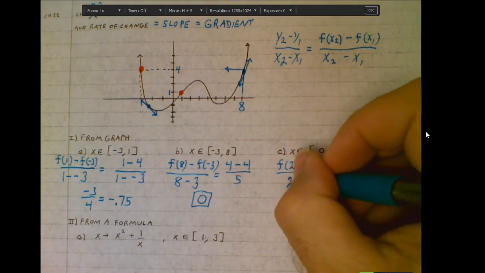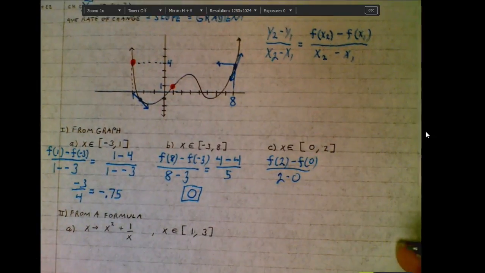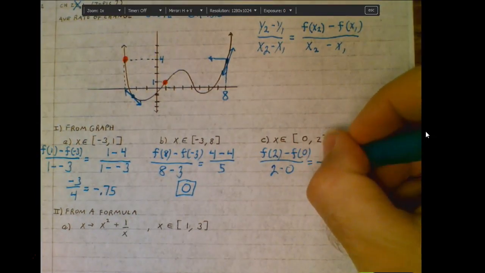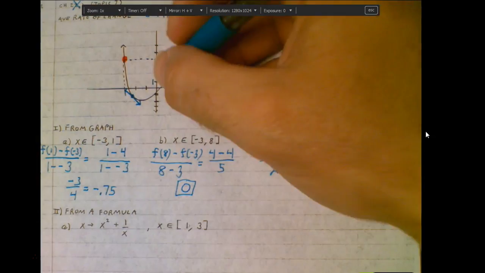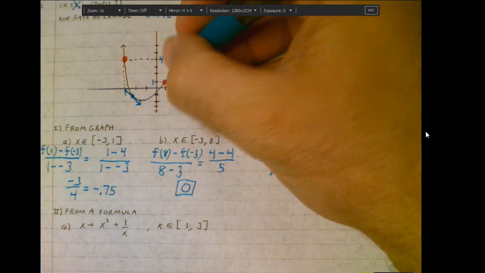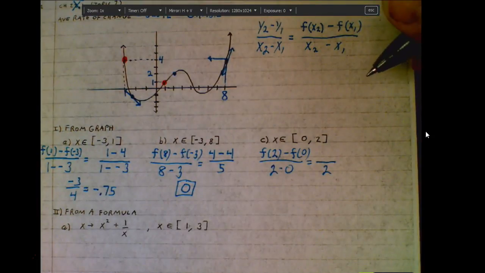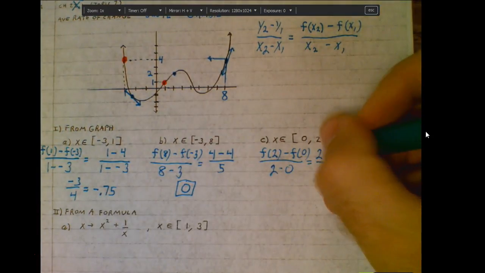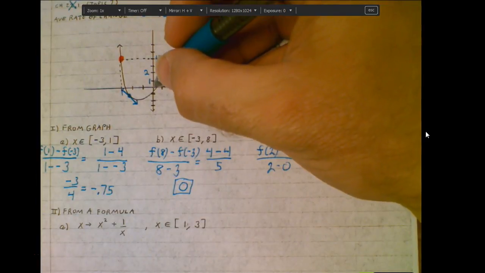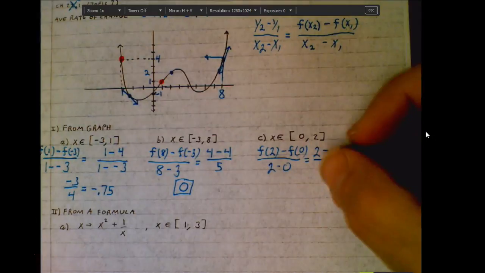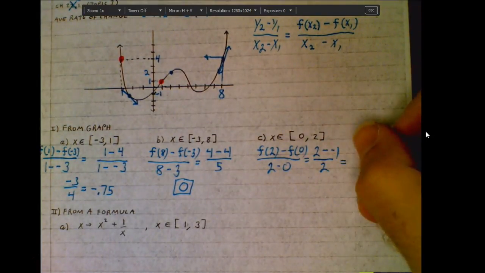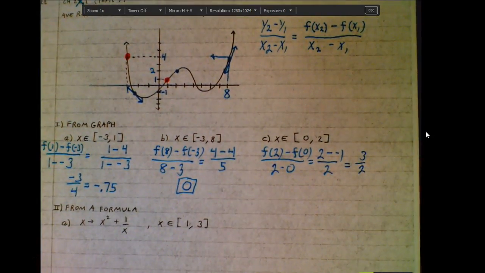Over 2 minus 0. So that's our general scenario there, our setup. So again, on bottom, we did the 2 minus 0. On top, if I plugged in f of 2, I'm going to get a y value of 2. If I plugged in a 0, I have a y value of negative 1. So a little cleanup on that, and we have the average rate of change, which is 3 over 2, or 1.5, same thing. All right, moving on.